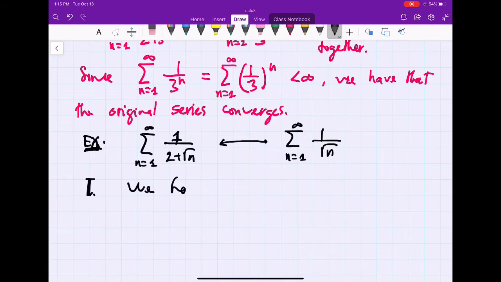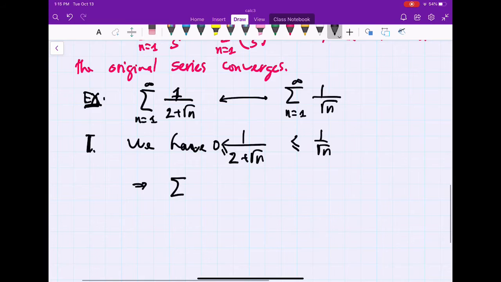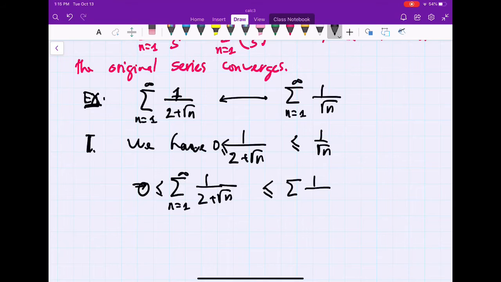We have 1 over 2 plus square root of n less than or equal to 1 over square root of n. And of course, this is greater than or equal to 0. Then from here, the series of 1 over 2 plus square root of n, from 1 to infinity, is greater than 0 and less than or equal to the series of 1 over square root of n, from 1 to infinity. Oh no, it does not look good to me. Anyway, maybe this is a mistake we need to avoid in the future.